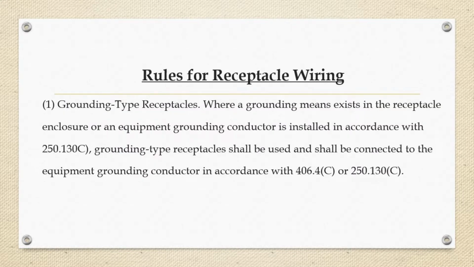Rules for receptacle wiring. 1. Grounding type receptacles. Where a grounding means exists in the receptacle enclosure, or an equipment grounding conductor is installed in accordance with 250.130(C), grounding type receptacles shall be used and shall be connected to the equipment grounding conductor in accordance with 406.4(C) or 250.130(C).